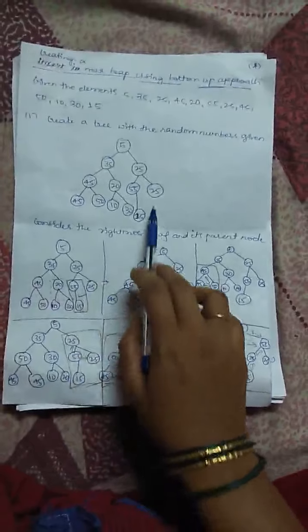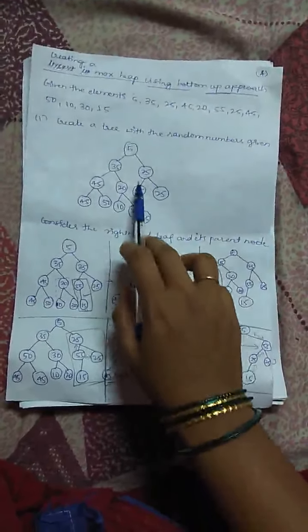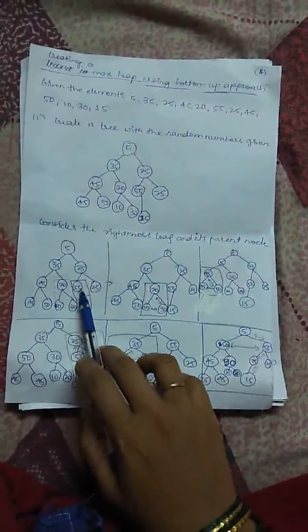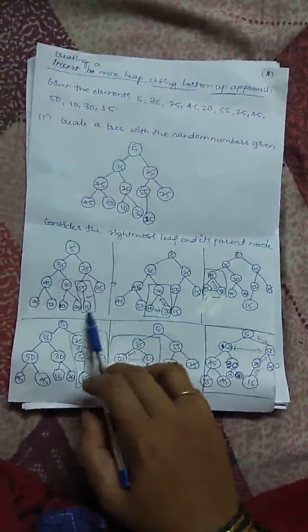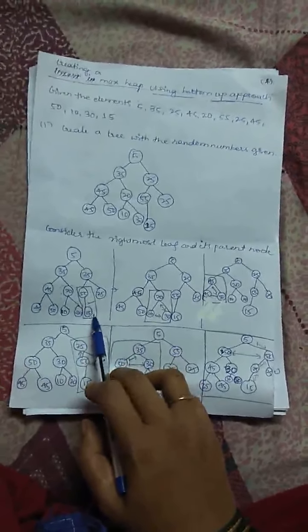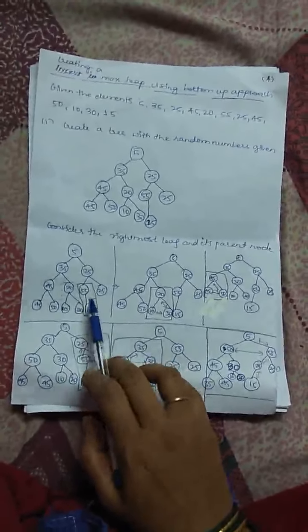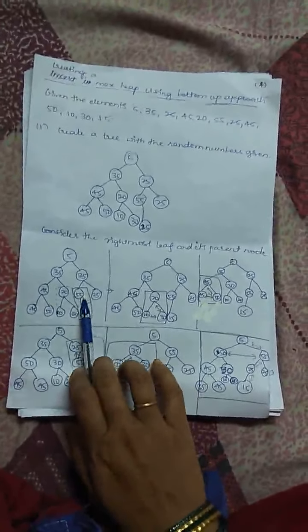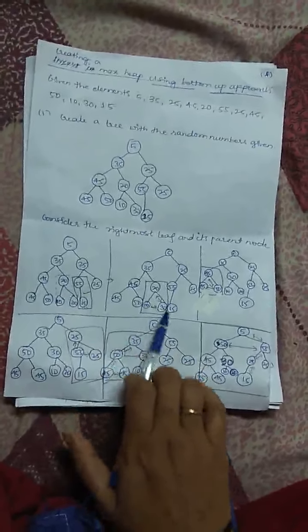So now consider this rightmost leaf node with its parent. I am considering this is 55 and the child node value is 15. Already this satisfies the maximum heap, so no need of doing anything here, keep it as it is. Then go to the next, which is the rightmost, this one.